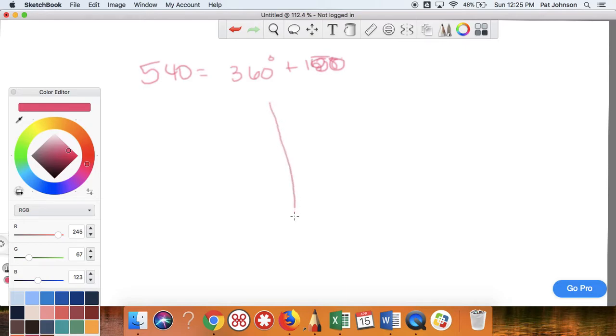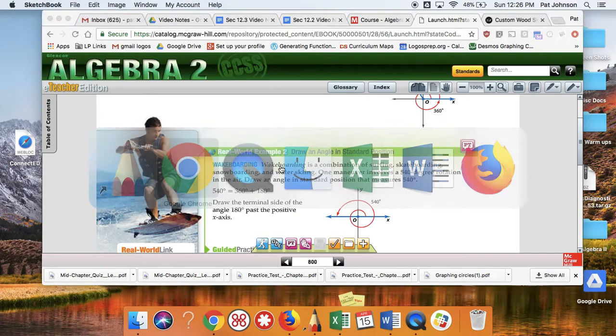So I draw my coordinate plane. I start here, and I go 360 degrees. Now I need to go another 180, so it's going to stop right there. So it starts here and goes around 360 plus another 180. That is how you would draw 540 degrees.